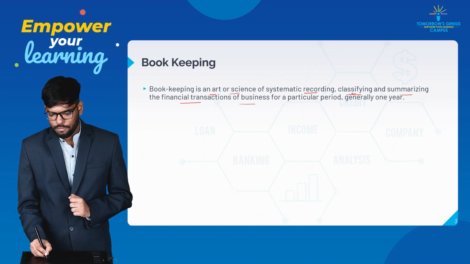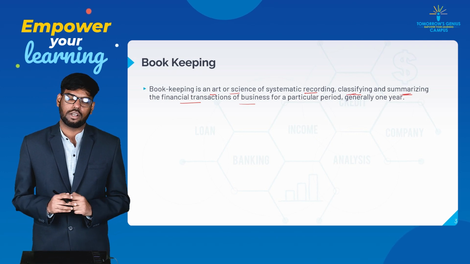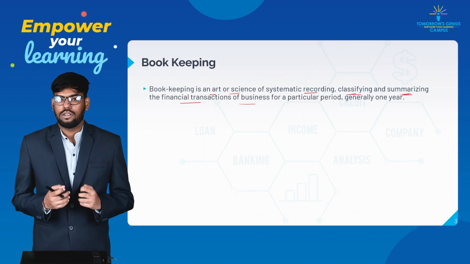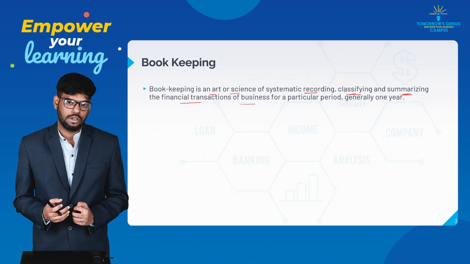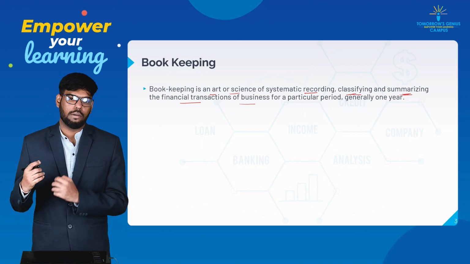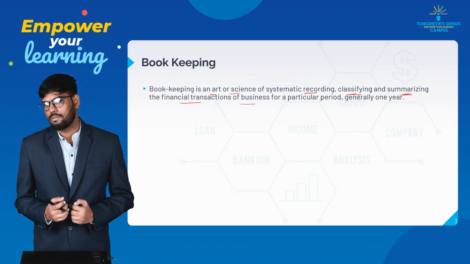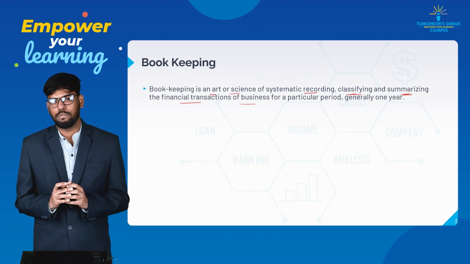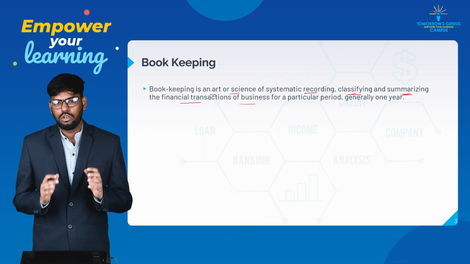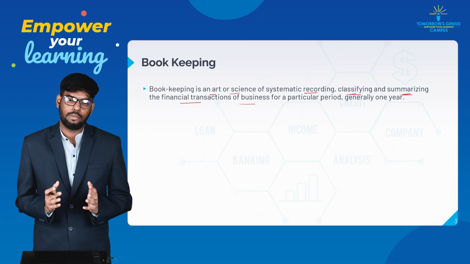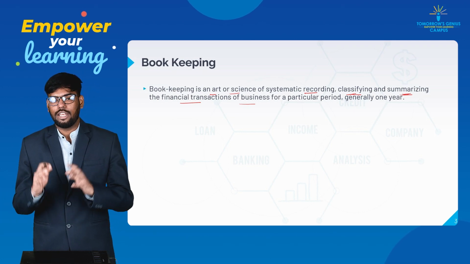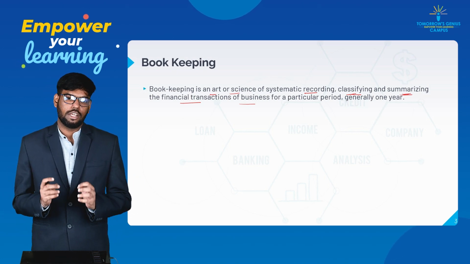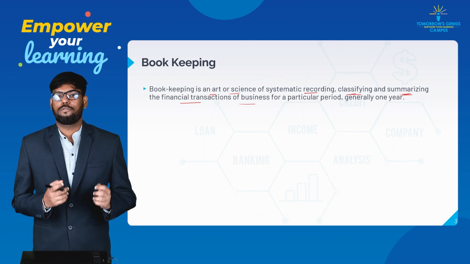Then classifying and summarizing is very important. What does classifying and summarizing mean? If you are making a payment, that payment is a cash payment or a bank payment, and whether you purchased or sold goods on a credit basis, the classification of that is very important. It will help you keep a systematic record, and that systematic record will help you build the entire picture of your business after the end of the year, whether you earned a profit or suffered losses, right?